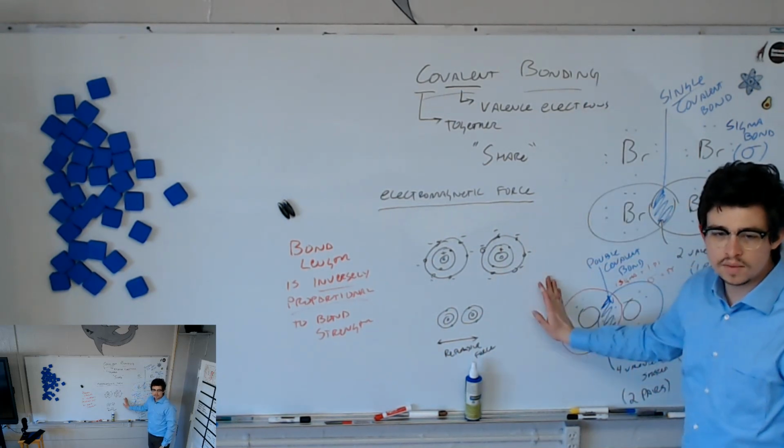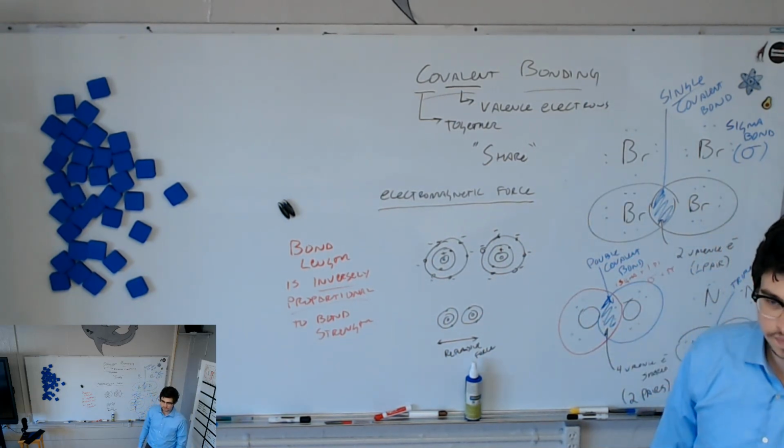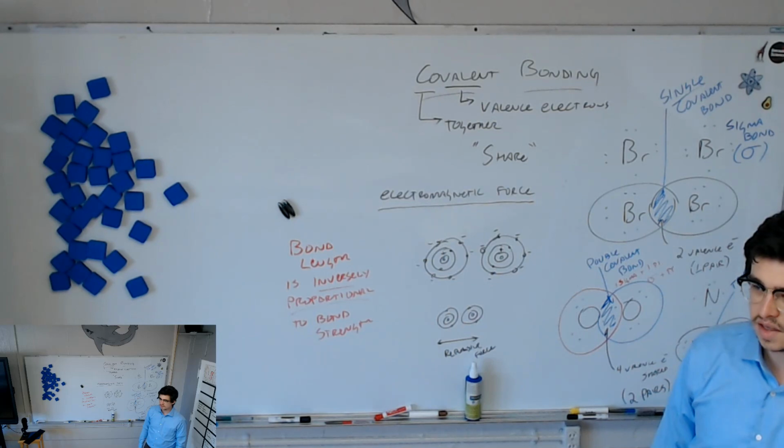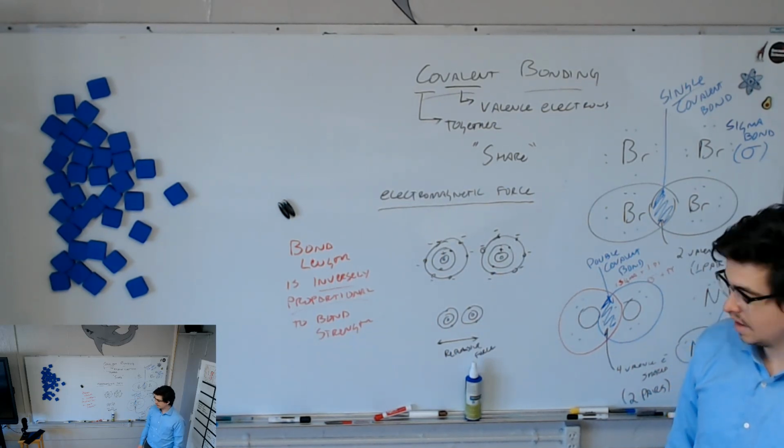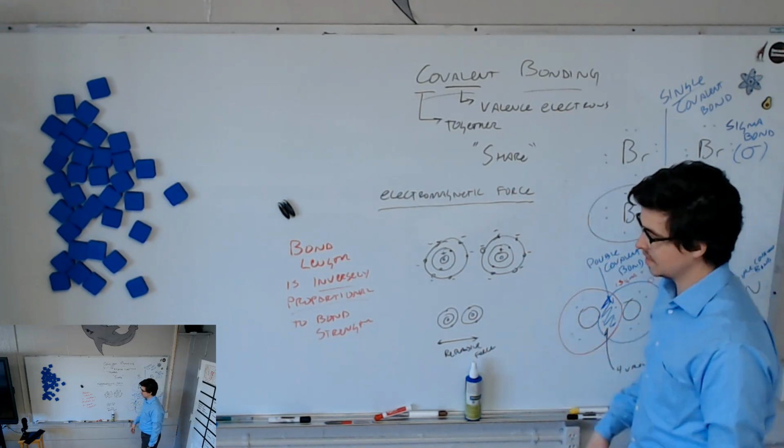Covalent bonding is where they are sharing. And they're sharing because it makes them happy. Satisfied. It satisfies the octet rule.